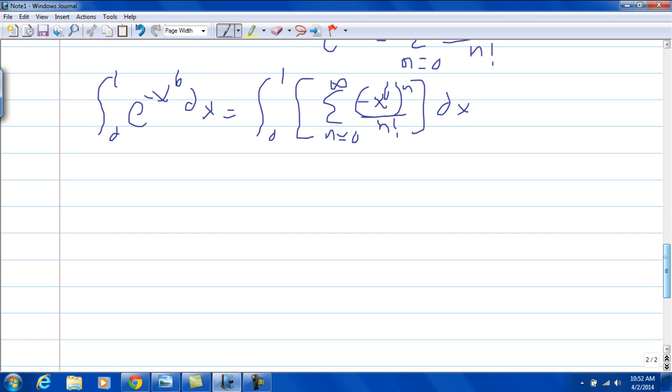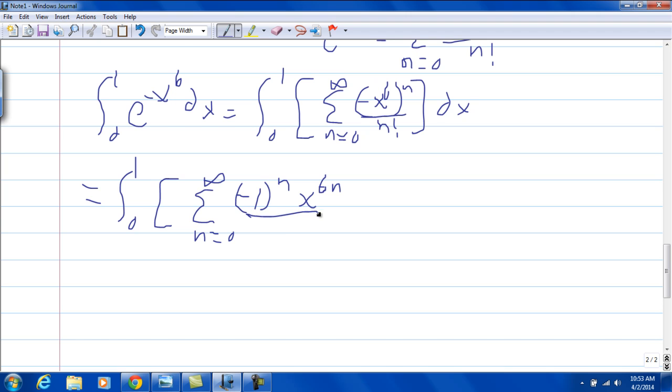Gosh, this writing looks so bad. Okay. And we can play with this a little bit. That becomes the integral from 0 to 1 of the sum as n goes from 0 to infinity of, and I could break this out. I have a negative 1 there to the n, essentially, so negative 1 to the n x to the 6n over n factorial dx.